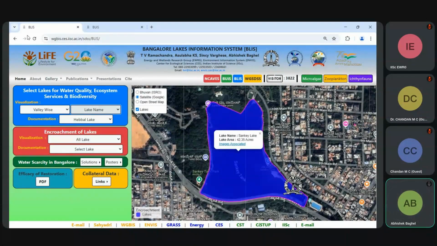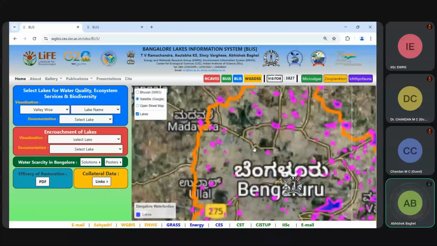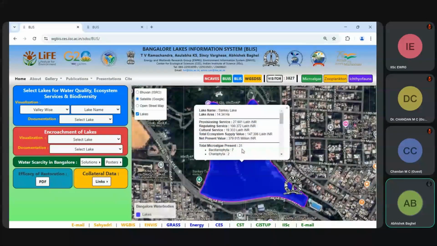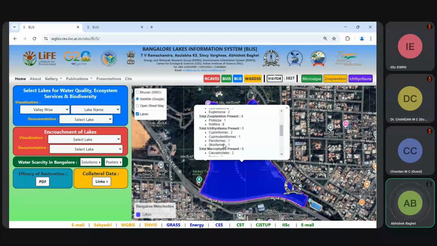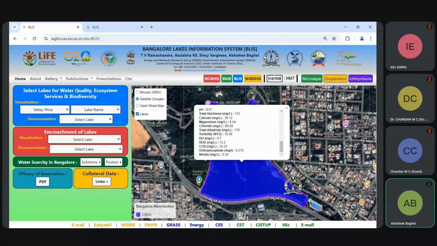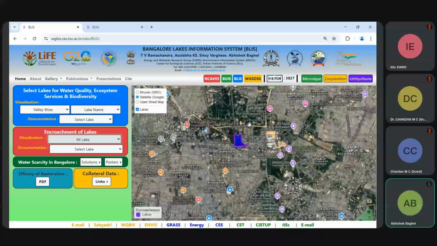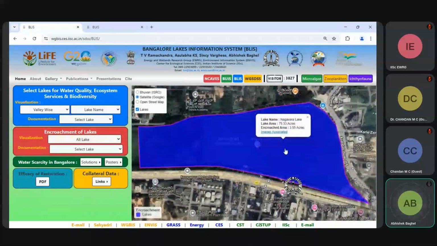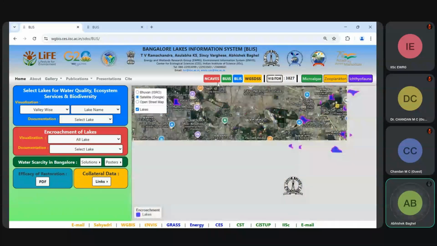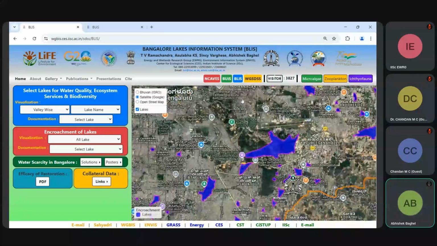This is the encroachment data. Now it's the environmental services, water quality, biodiversity data. Sankey Lake, the provisional services, all of them, the biodiversity data, and the water quality data. Then coming to the encroachment data, you can see how much is encroached. Let's see, Nagwara Lake, the lake area is 75.33 acres, and the encroached area is 3.55 acres. So you can go through all this, see whichever lake is near your home, how much it is affected.